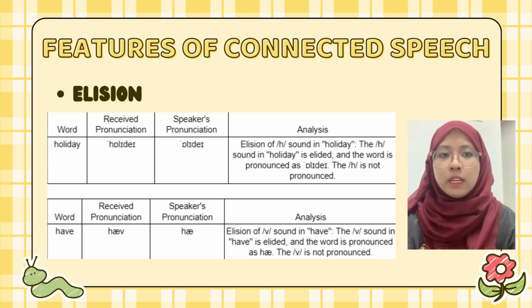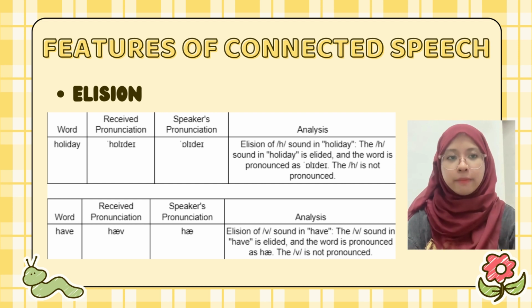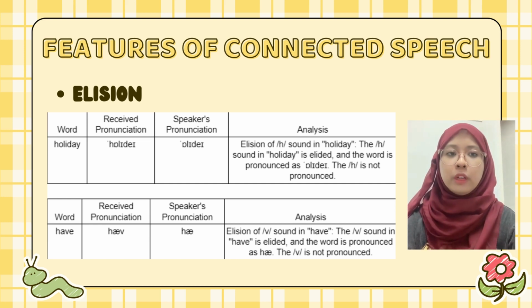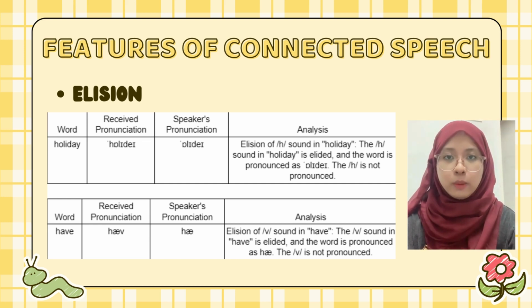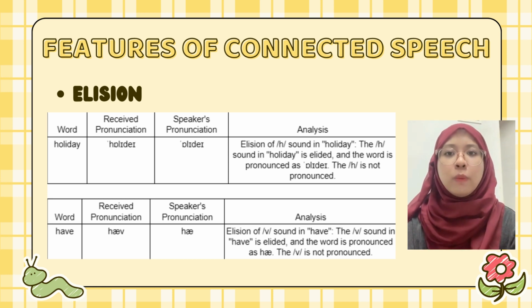And the second one is the speaker pronounced have as in have. The sound h in have is elided, and the word is pronounced as ave, where the h is not pronounced.